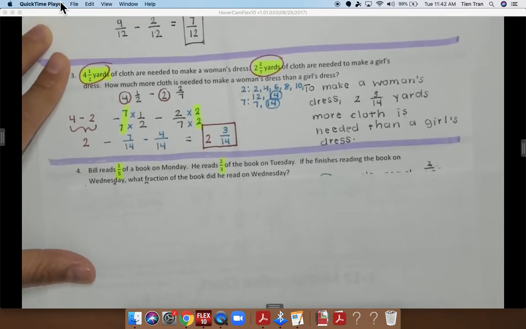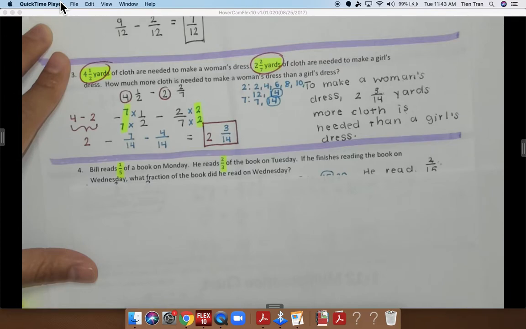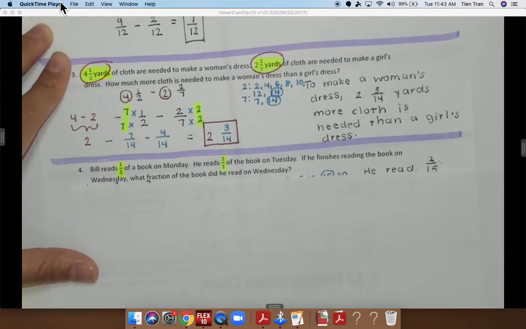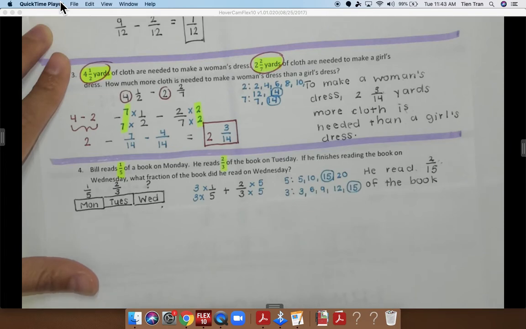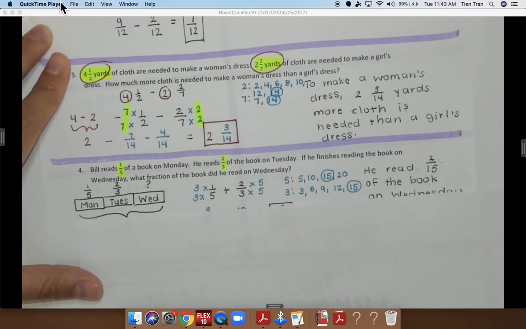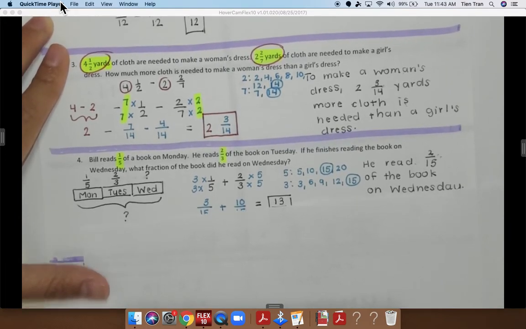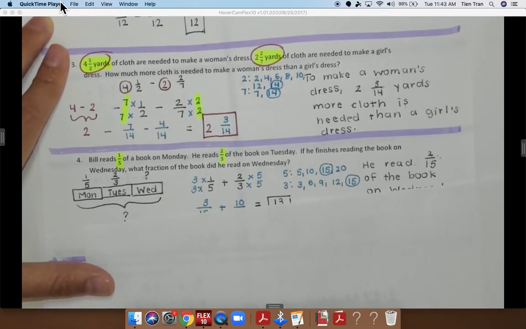Number 4. Bill reads 1/5 of a book on Monday. He reads 2/3 of the book on Tuesday. If he finishes reading the book on Wednesday, what fraction of the book did he read on Wednesday? For this problem, I drew a tape diagram right here. I have 1/5, 2/3, and I'm figuring out what is Wednesday. Okay, so what I'm going to do is add 1/5 plus 2/3 first together.